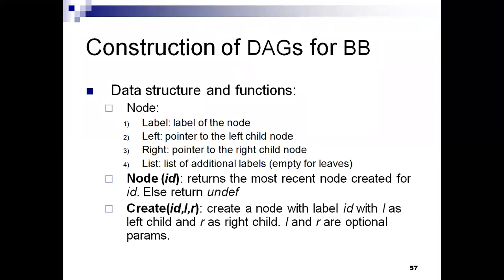And when you have a question like this, to explain the data structures, you need to explain the four data structures: label, left, right, and list. For the node, these are the four data structures. And to explain the functions of the DAG, we have only two functions: one for creating the nodes and one for defining. It returns the recent node that was created for the ID. ID is an identifier here.